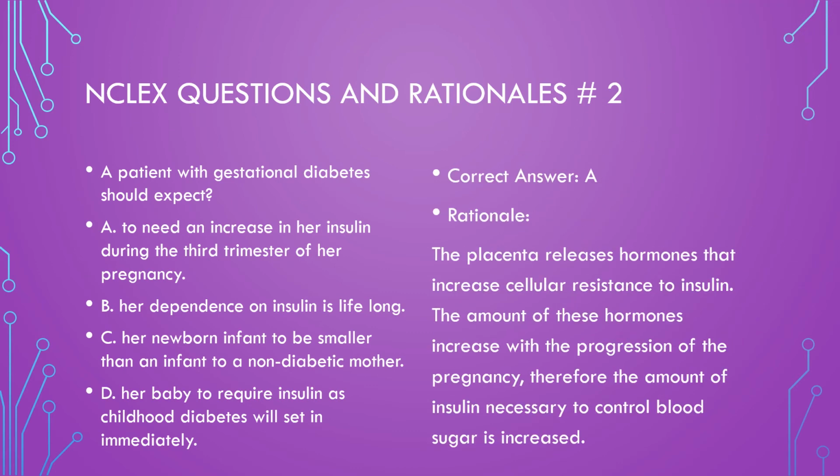The correct answer is A, and the rationale: the placenta releases hormones that increase cellular resistance to insulin. The amount of these hormones increases with the progression of the pregnancy. Therefore, the amount of insulin necessary to control blood sugar is increased.